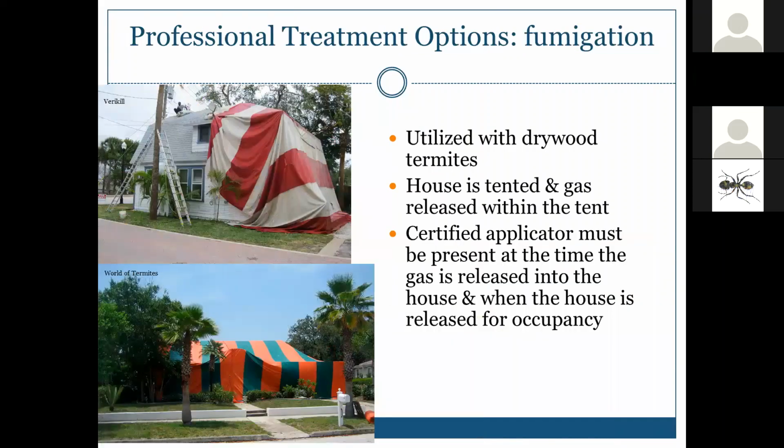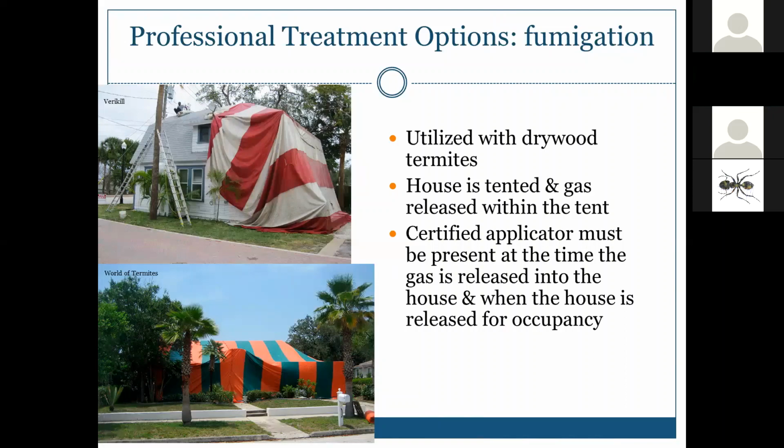The other professional treatment option, this is typically when you have drywood termites that fumigation is going to be utilized. And in this case, they will use large tarps to cover the whole entire structure, and you can see them doing that in these photos. And they will actually inject a gas into that tented structure and hold it there for a certain period of time, and it will essentially kill all of the insects that are in the house, whether those are termites or bed bugs or cockroaches or whatever.